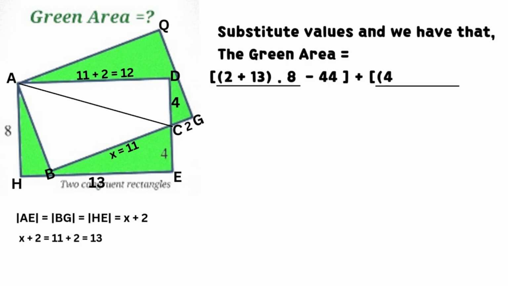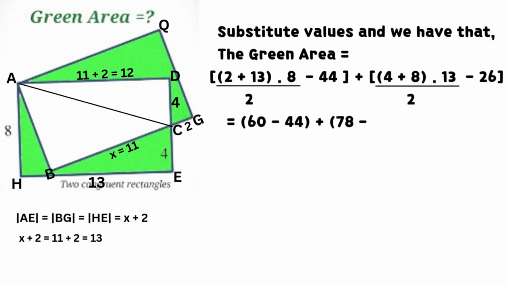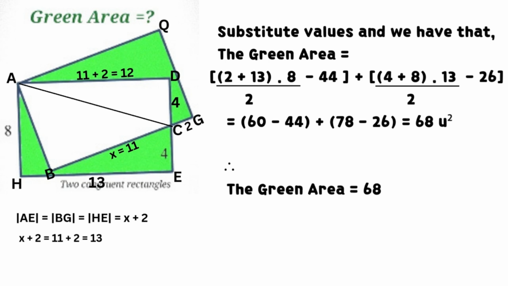Substitute values and we have that the green area equals half the product of 8 and the sum of 12 and 13 minus 44, plus half the product of 13 and the sum of 4 and 8 minus 26. The result equals 68 square units. Therefore, the green area equals 68 square units.